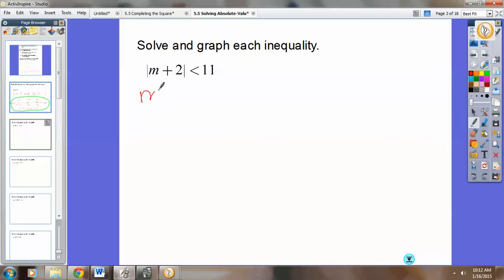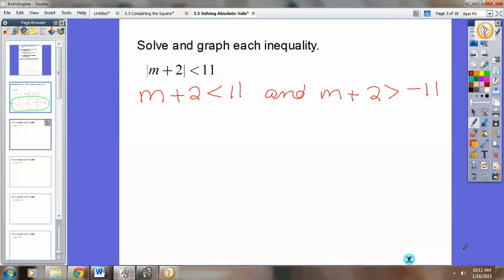The first one's going to be m plus 2 is less than 11. Remember, the first one looks exactly like the original problem. And m plus 2 is greater than -11. Remember, we're going to change two things. We changed our number, made it -11. Essentially, that's like multiplying by a -1. When we multiply by a negative number, we're flipping our symbol. Change your sign and your symbol.